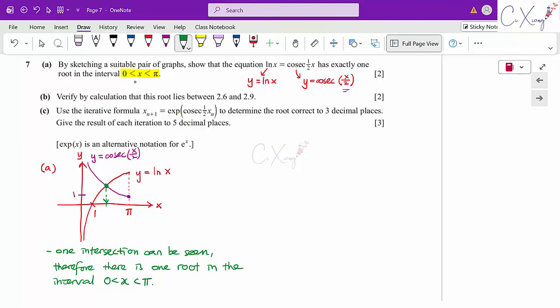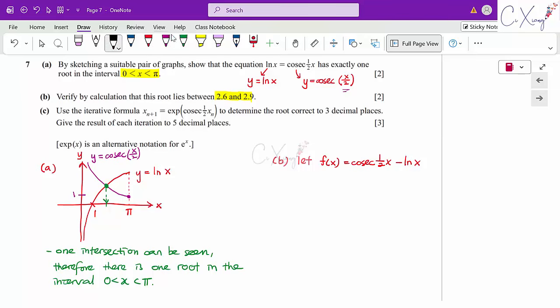Then let's continue to part B. For part B, they want us to prove that our root lies between 2.6 and 2.9. First of all, usually I'm using the sign change method where I group the equation, everything to one side. So let's say I'm making f(x) equals cosecant half x minus ln x. So I put it in function form.